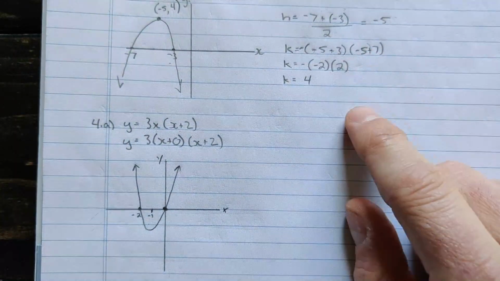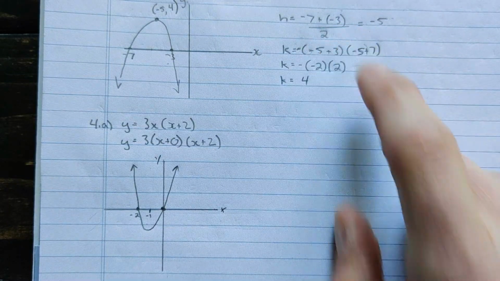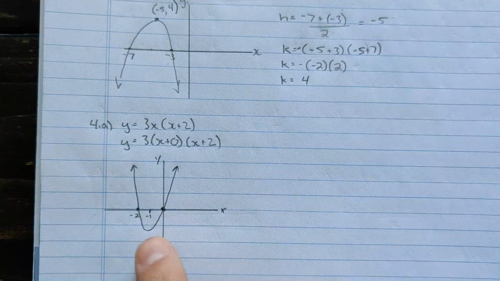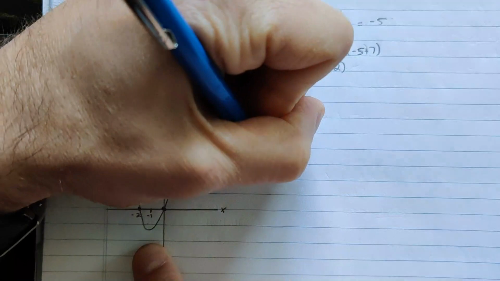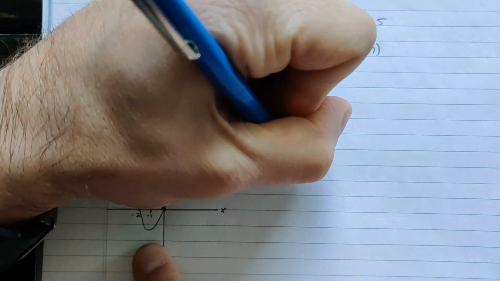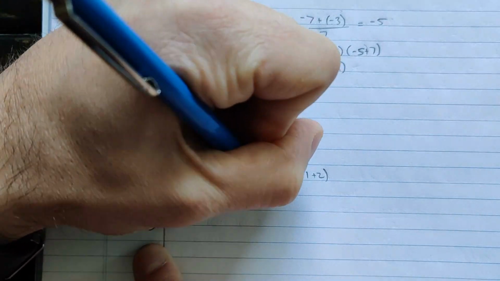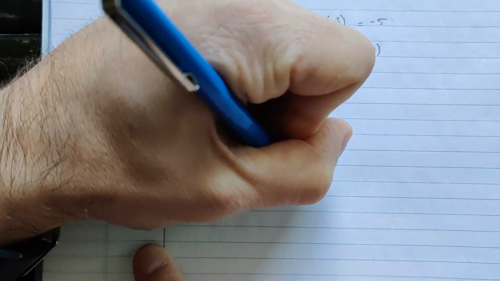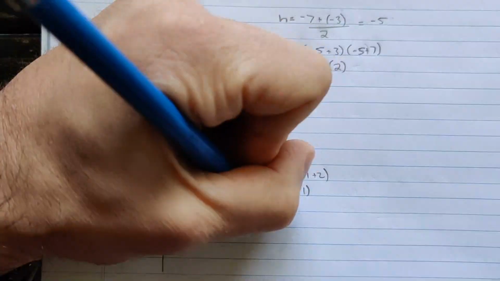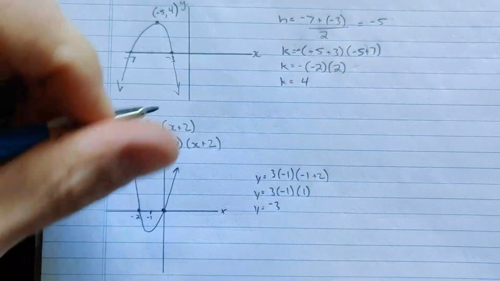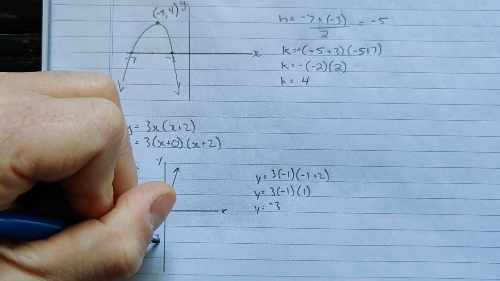I could also plug it into the equation and just add 0 plus negative 2 and divide by 2. And then I can find my y value of the vertex by just subbing that in. Y equals 3 times negative 1 times negative 1 plus 2, or y equals negative 3 times 1 times 1. And so in that case, I just get a y equal to negative 3.